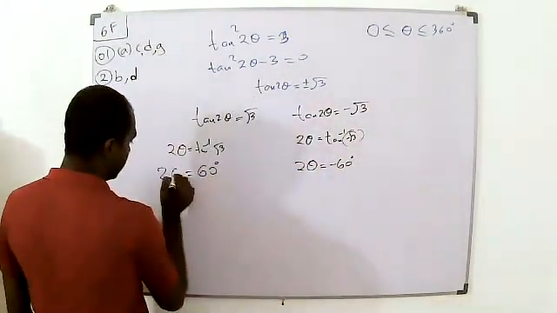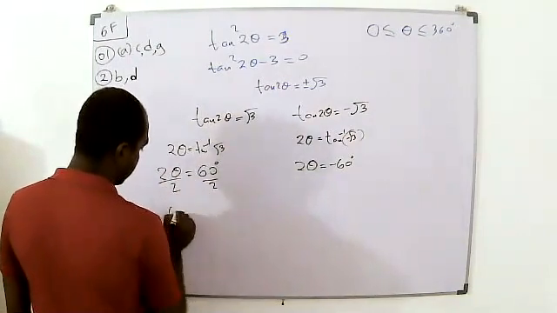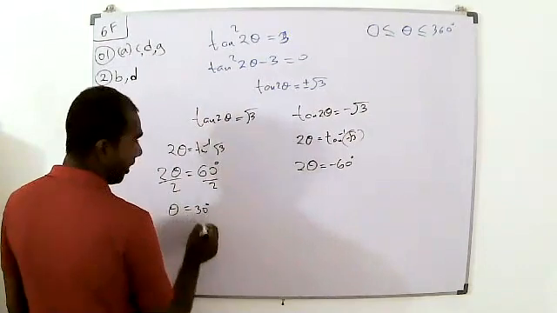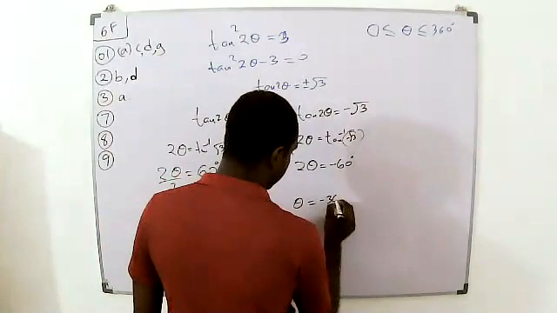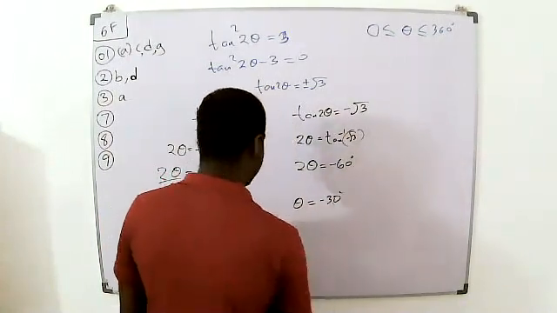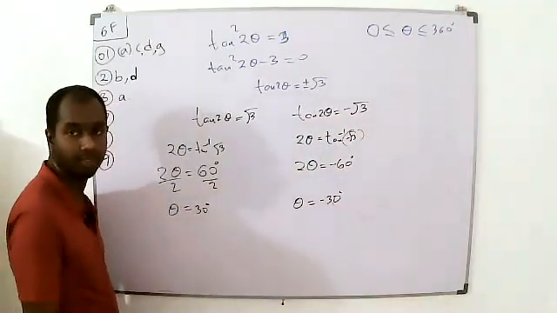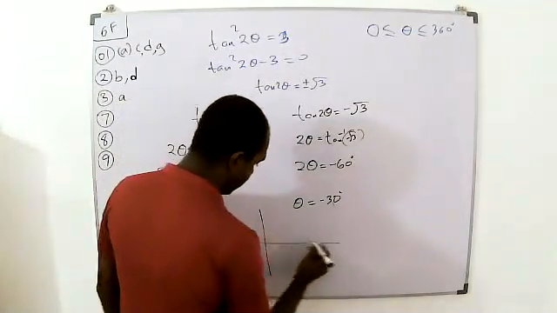So for this 2 theta, we can just divide by 2, and theta equals 30 degrees, and theta is equal to how much? Minus 30 degrees as well. Is it enough? No, we know this is between 0 to 360. Then you can just draw the tan curves.